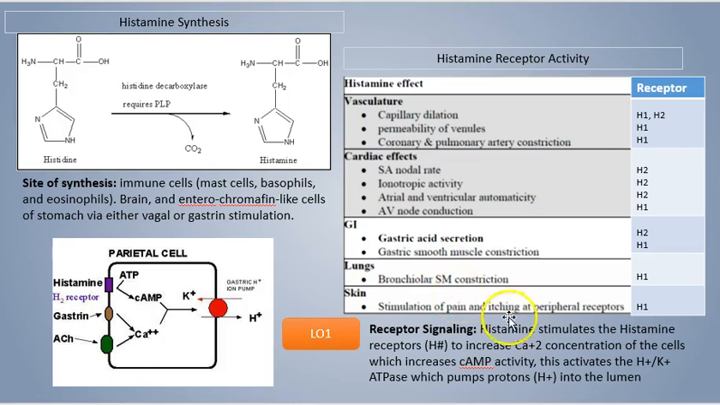Mechanistically, histamine binds to the receptor, H1 or H2, and that causes an increase in the amount of calcium within the cell, which increases the amount of cyclic AMP activity, which will thereby activate the proton potassium ATPase, and that pumps protons or hydrogen ions into the lumen. So this is learning objective 1.